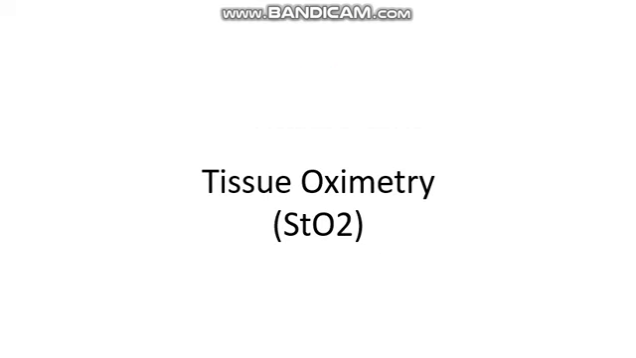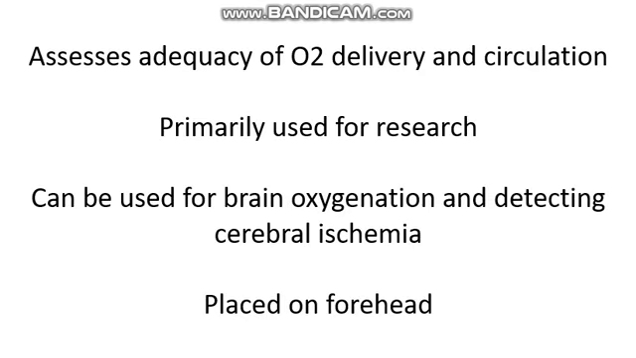Tissue oximetry assesses the adequacy of O2 delivery and circulation. It is now primarily used for research. It can be used for brain oxygenation and detecting cerebral ischemia, typically during surgery. It is placed on the forehead.